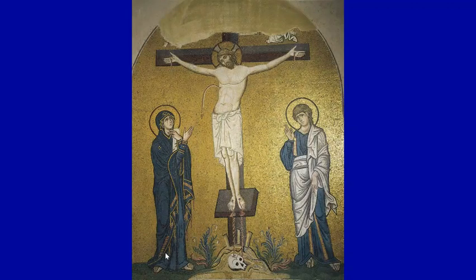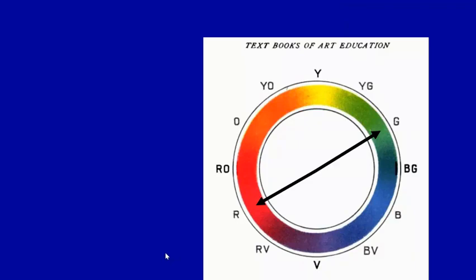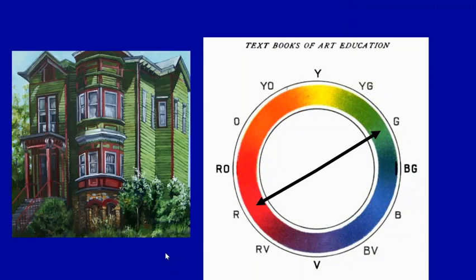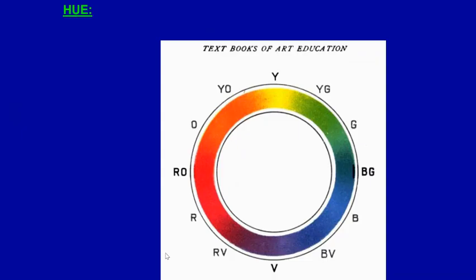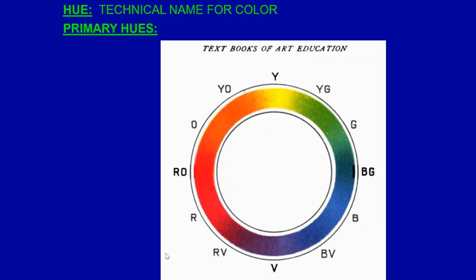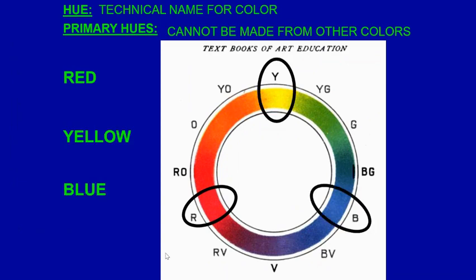These can be considered opposite colors or complementary colors. And then red and green are opposite colors, and blue or purple and yellow are opposite colors. But we don't see much of that in the first semester. Hue is the technical name for a color. The primary hues cannot be made from other colors. That's red, yellow, and blue.